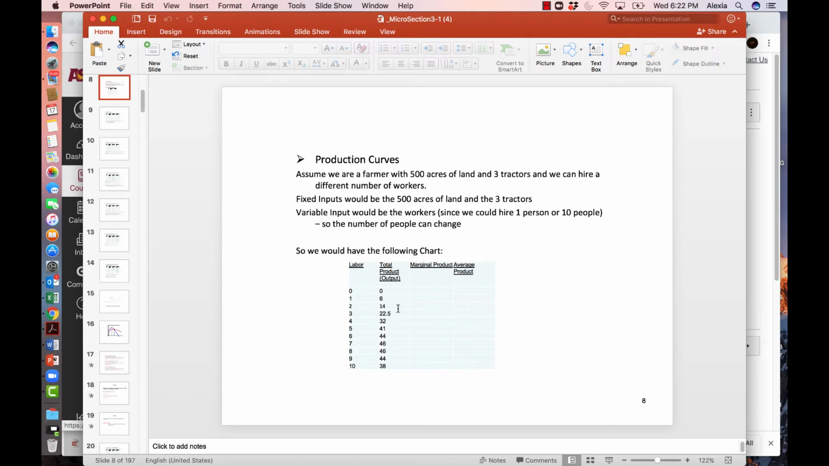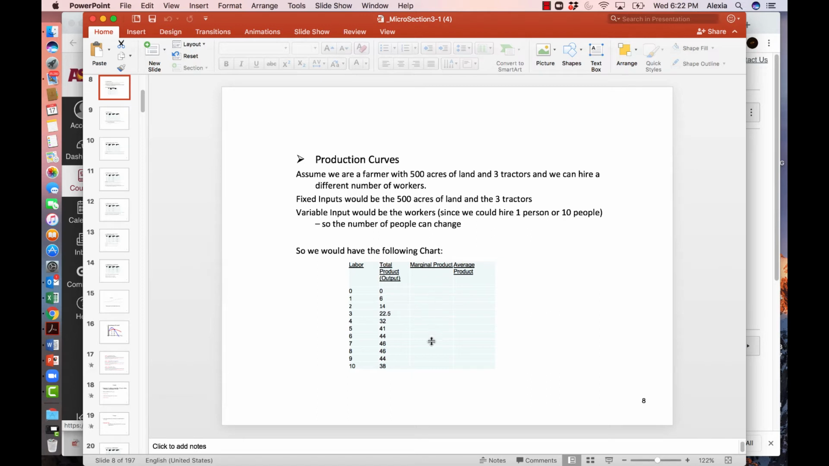And then we just keep going down. You would be given these 2 columns in any question. So how you would read this is: with my 500 acres of land and my 3 tractors, with 1 worker, I get 6 units of output. If I hire 2 people, I get 14. If I hire 3, I get 22.5, and so on.